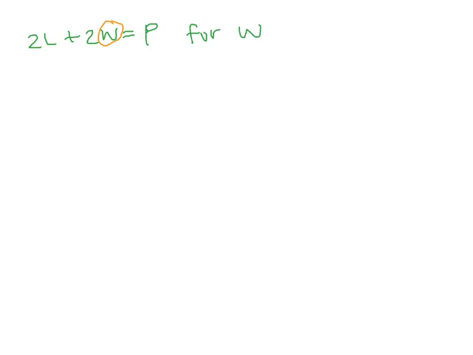Now I'm going to move other terms that don't contain that W. So let's subtract 2L from both sides. Well, 2L minus 2L is 0. Let's bring down what we have left over. We have 2W left over. We have an equal sign left over. We have P left over. And we have minus 2L left over.